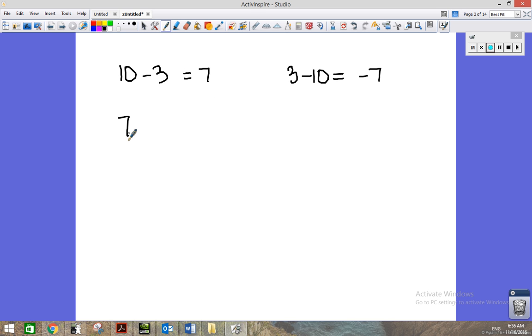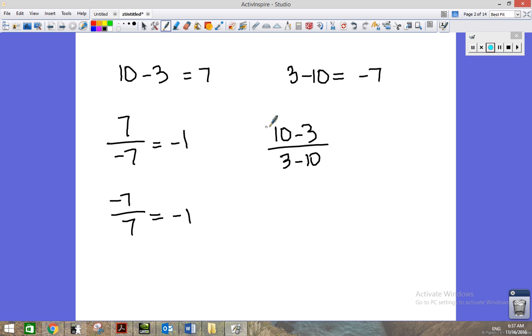So if you have a positive 7 divided by a negative 7, that's equal to negative 1. Or if you had the negative in the numerator and the positive 7 in the denominator, it still is negative 1. Well, what if they wrote 7 as 10 minus 3? And what if we wrote negative 7 as 3 minus 10? Well, we can see that these numbers divide to give us a negative 1. Because we know that 10 minus 3 is 7, and that 3 minus 10 is negative 7.